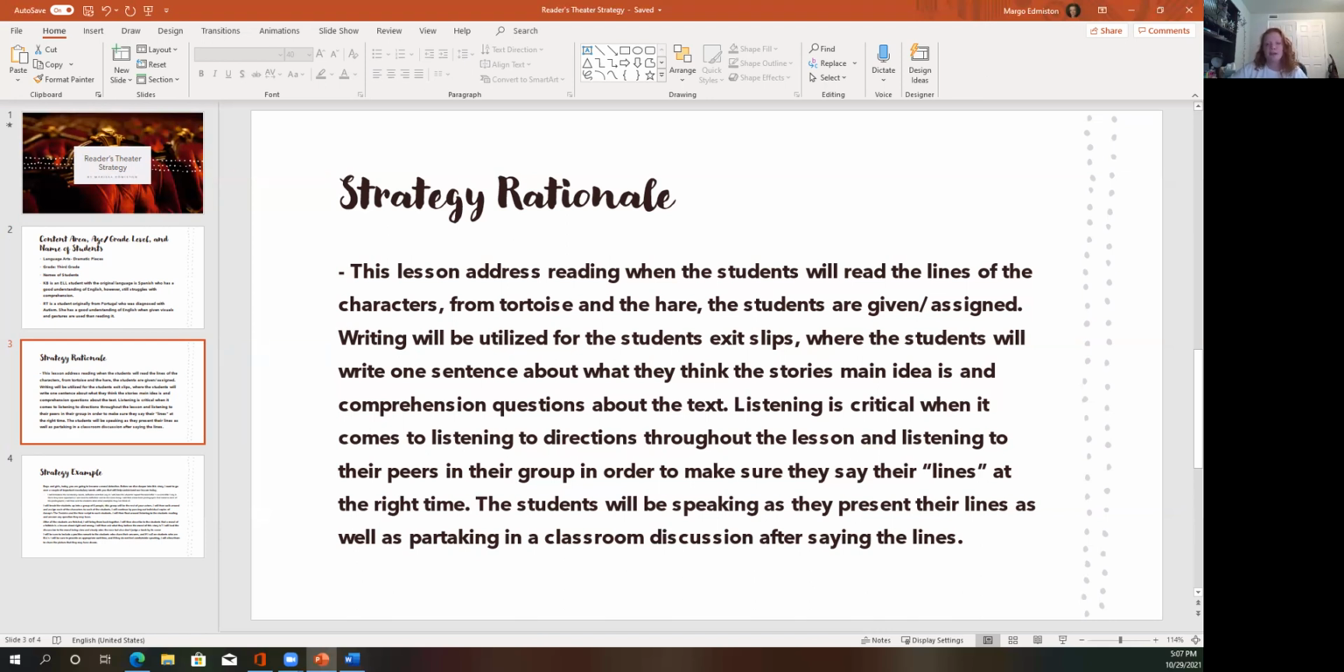I will then go on to explain, okay, boys and girls, now that we're done with that, I'm going to break you up into groups of 5, and this will be your core group. Everybody will be assigned 1 character. Then you're going to go around and read the story to each other. Isn't that exciting?